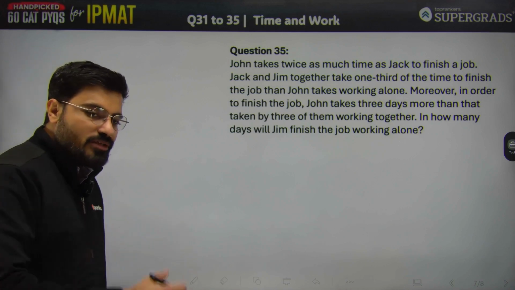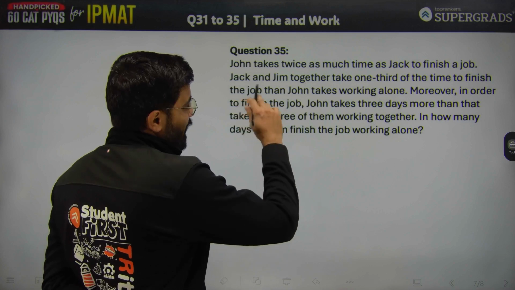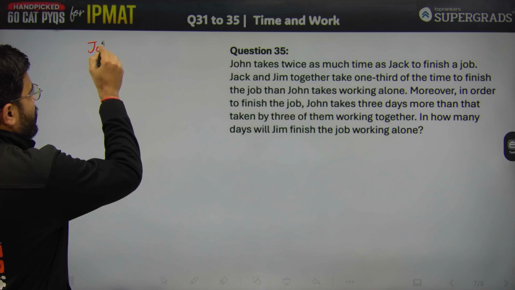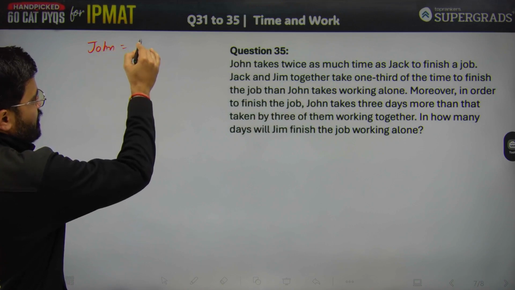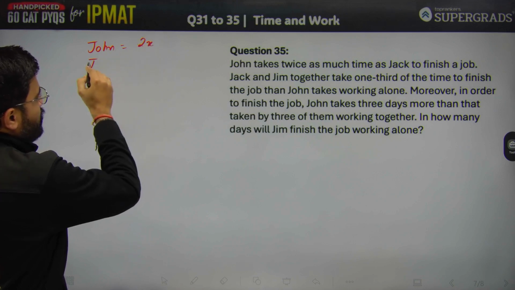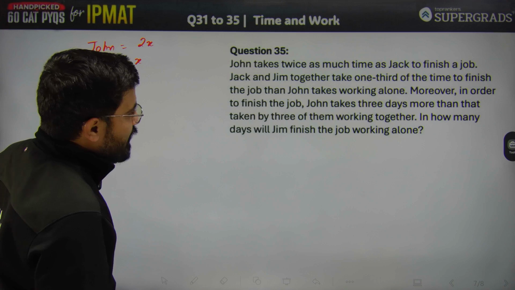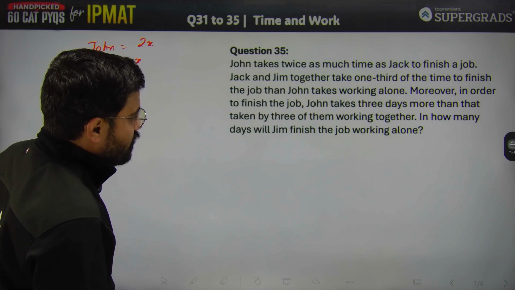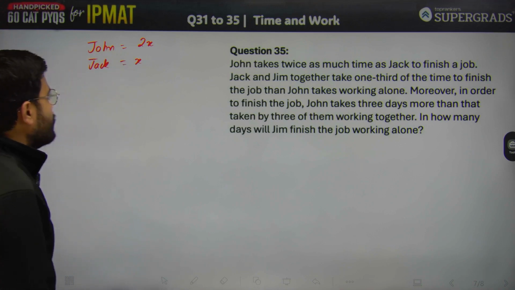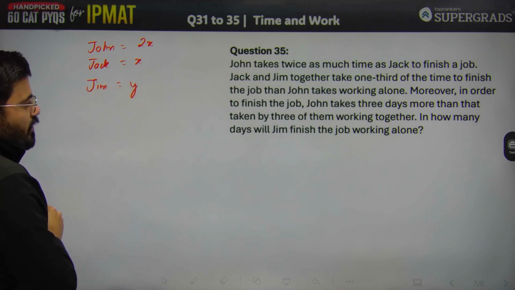So let's come to the solution. If you're done with your pausing part, John takes twice as much time as Jack to finish the job. So he's taking 2x and Jack is taking x time. Jack and Jim together take 1/3 of the time John takes working alone. So let Jim be taking y time.